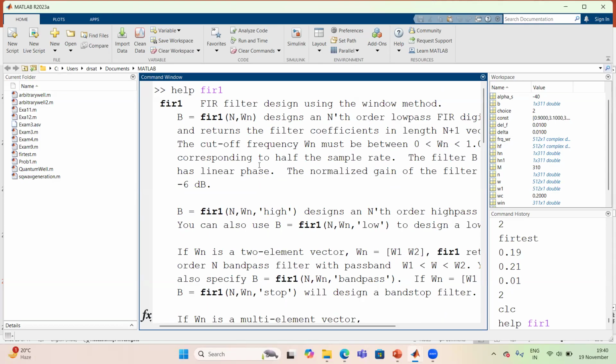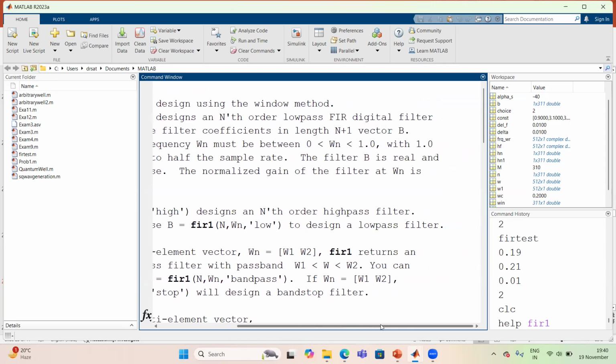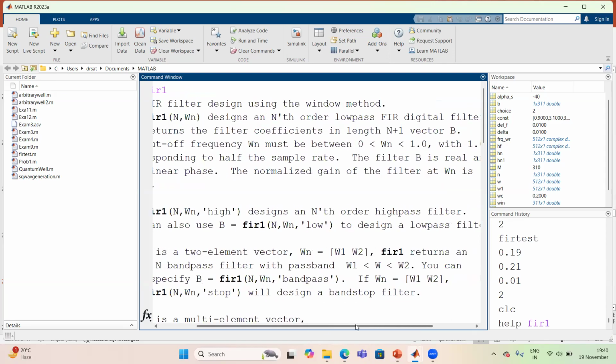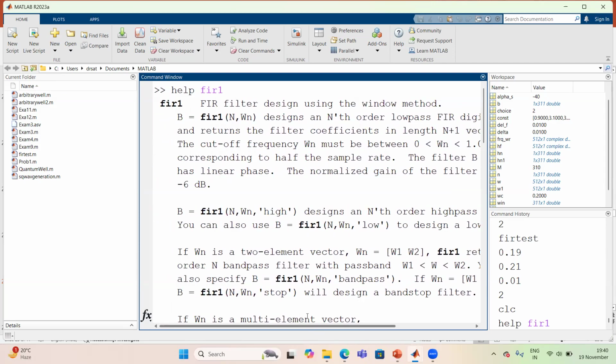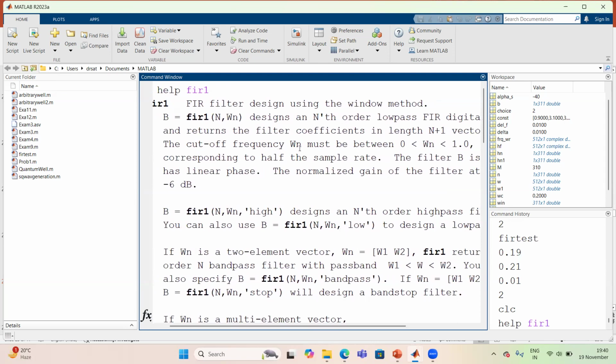And what is this Wn? Wn denotes the cutoff frequency of the filter. Normally this cutoff frequency must be between 0 and 1, because we are talking about the normalized frequency, so it is divided by pi. Otherwise, this value would be between 0 and pi. You must remember that all the frequency components that we input are normalized by pi, divided by pi. That is how we have to enter the values.